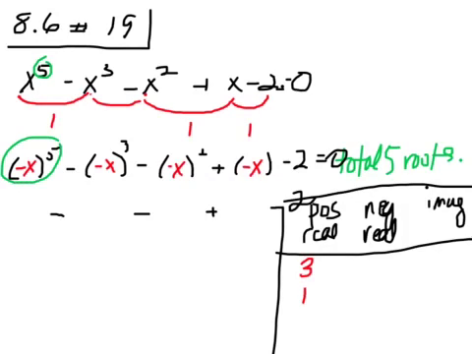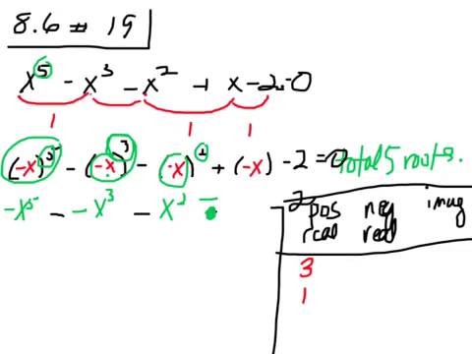This negative x to the 5th power, because it's an odd exponent, will be negative x to the 5th. This odd exponent of 3 means this is going to be negative x cubed. Okay? Now this negative x to an even exponent will just turn out to be x squared. And then we've got plus minus x, so that would just be minus x. And I'm just going to rewrite that as minus 2. Let me clean that up a little bit. That's negative x to the 5th. This minus and a minus make a plus x cubed minus x squared minus x minus 2.